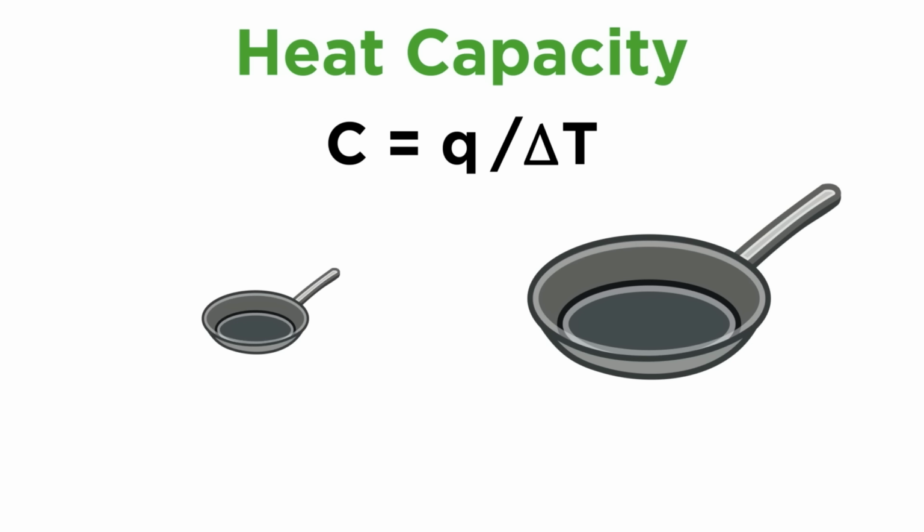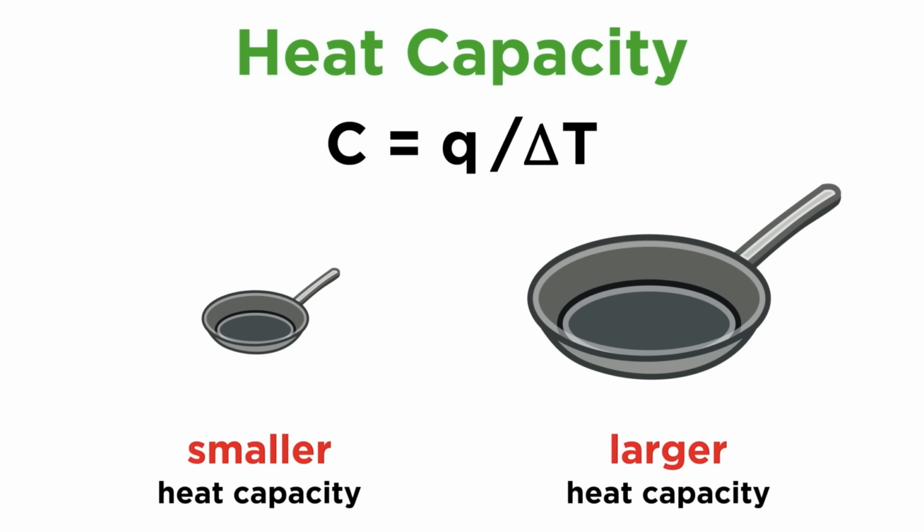For example, let's compare two cast iron frying pans. They are made of identical material, but one is 5 times larger. Therefore, the larger one will have a much larger heat capacity, because there is so much more matter that needs to receive sufficient heat energy so as to raise its temperature.